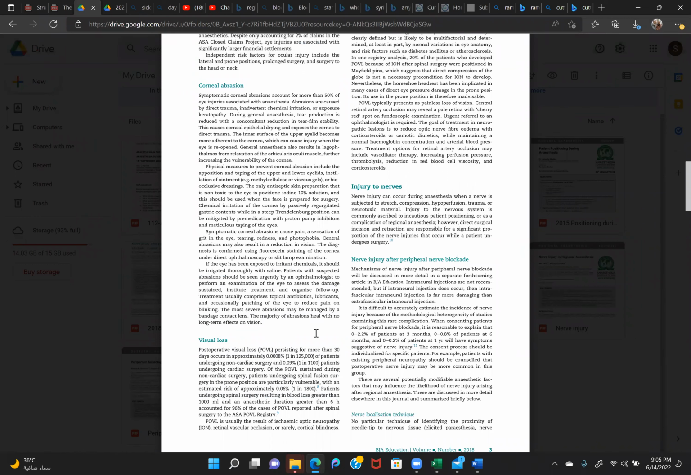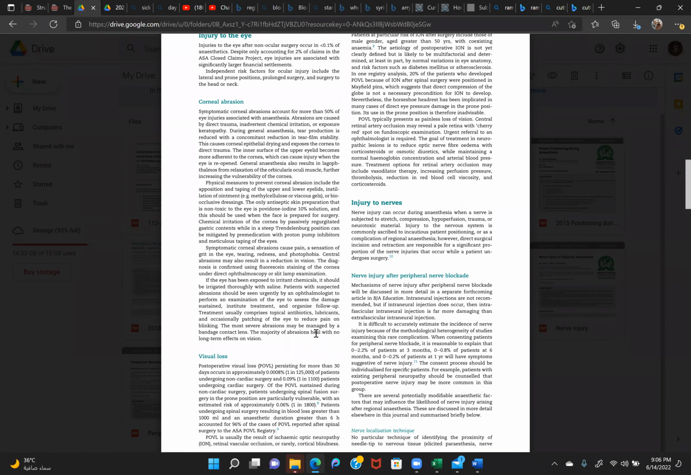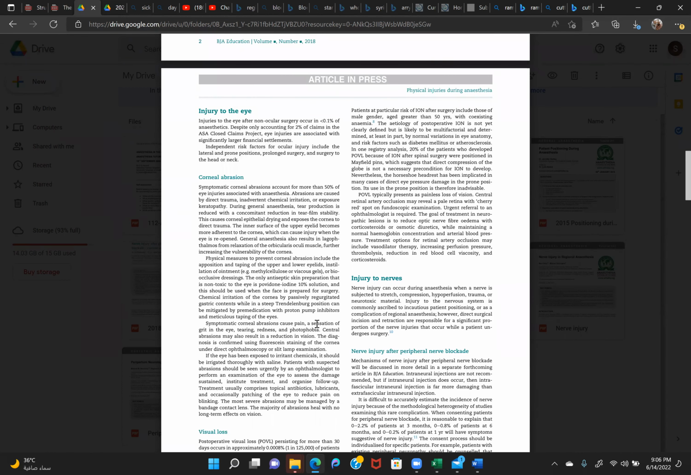Because atropine crosses the blood-brain barrier, it can actually cause confusion, as well as blurring of vision. That is due to mydriasis. Yes, it will be transient, but it can occur.